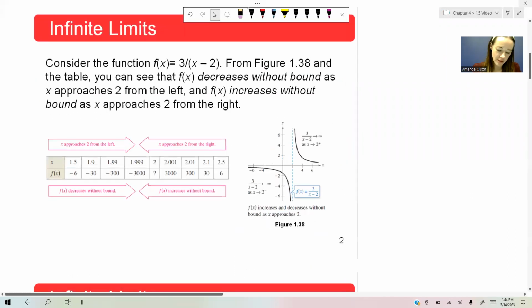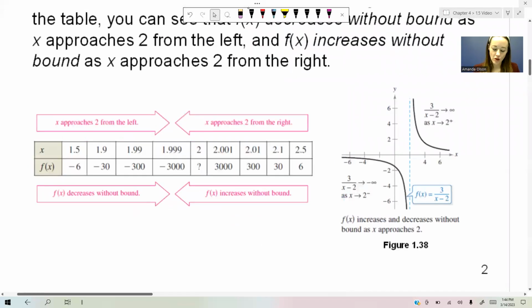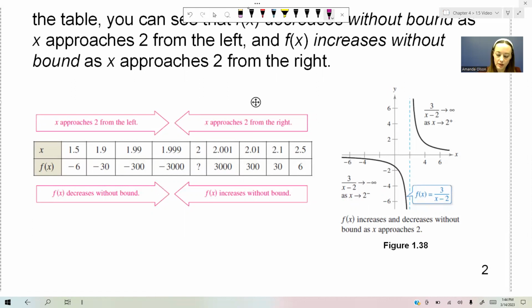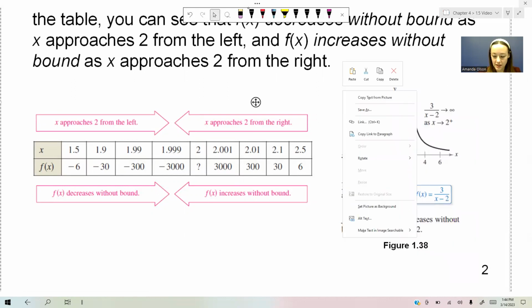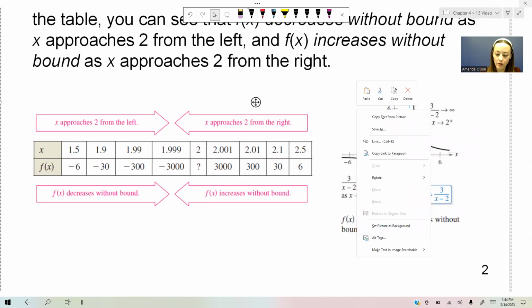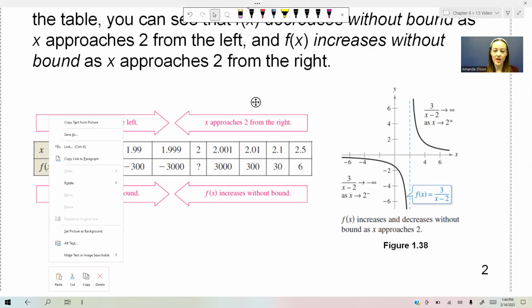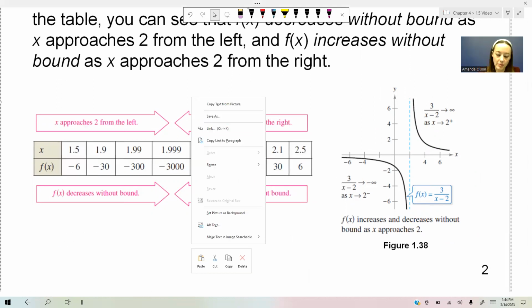So infinite limits show up in one way where you are considering what's happening as x approaches a given value, let's say c, and as x gets closer to c, whether it be from the left or the right, your function outputs are increasing without bounds or they're decreasing without bounds. When that happens, you have what's called an infinite limit.